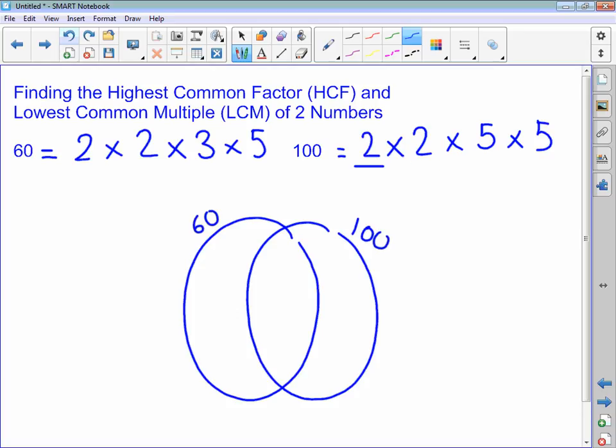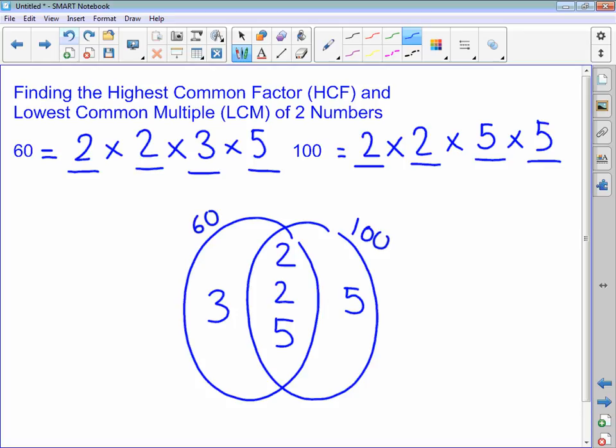60 and 100 both have two 2's in common, so we put two 2's in the shared area. They also have a 5 in common, so a 5 goes in the shared area. 60 also has a factor of 3, so that goes in this area here because it's not in common with 100. 100 also has a factor of 5, so that goes in the area to the right because it's not in common with 60.